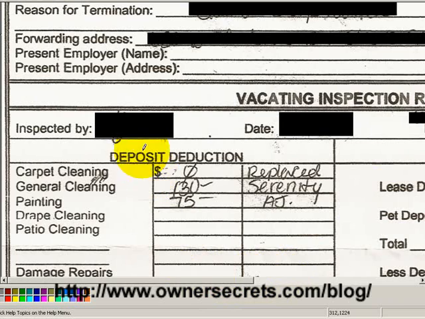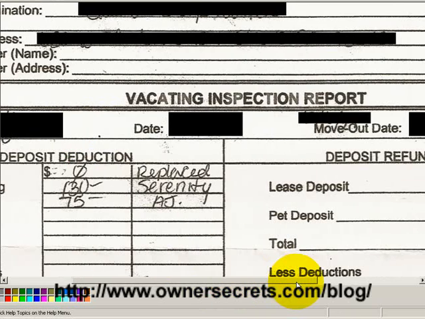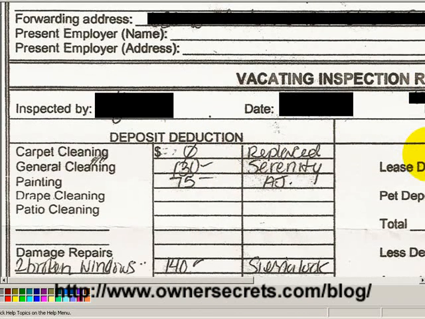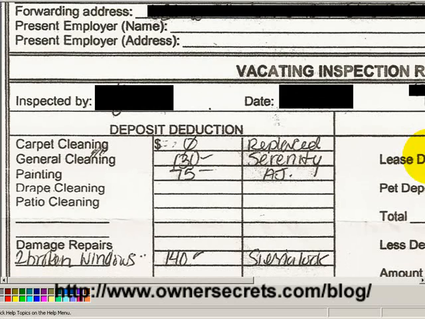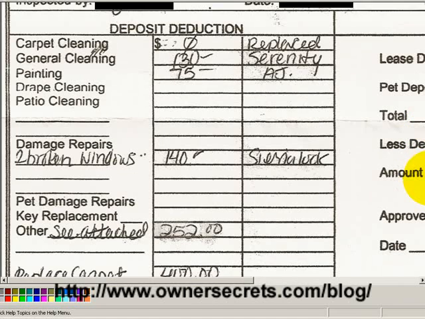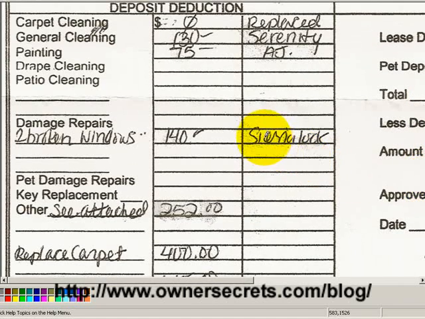Inspected, the date, and then the move out date, and here's where you deduct from the deposit that you currently have from this tenant. So you can see general cleaning, I usually hit them with about $130, painting $75. In this case there were 2 broken windows. A company by the name of Sierra Lock had to come out and fix those.